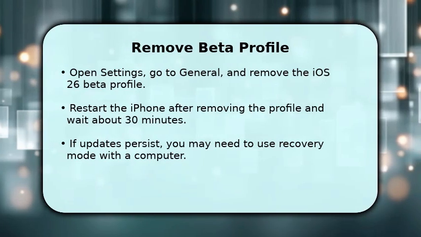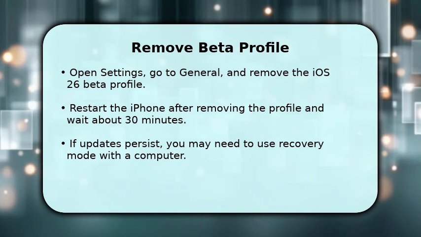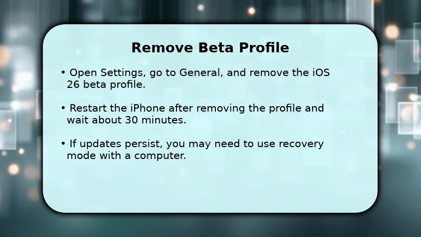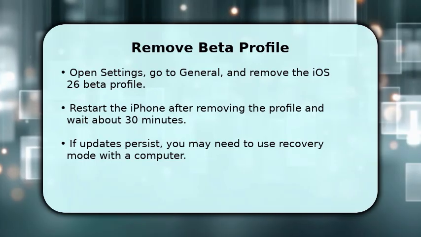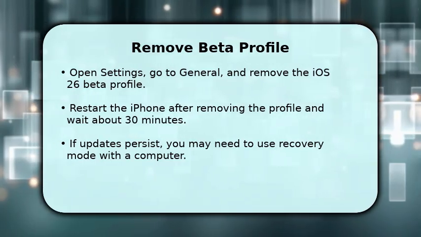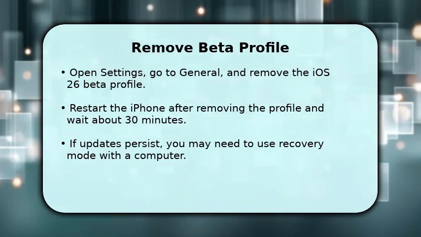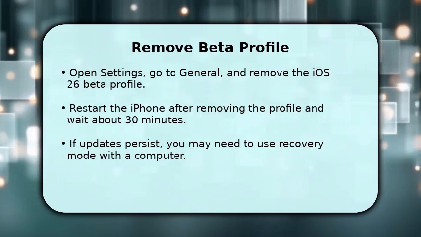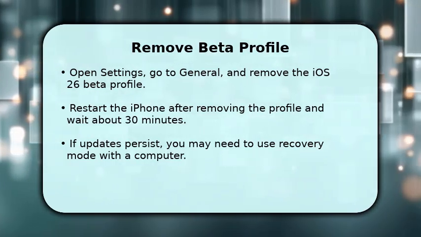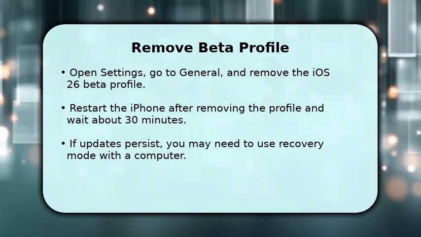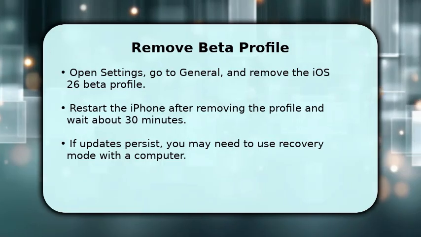To stop receiving iOS 26 beta updates, open Settings and navigate to General. Tap VPN and Device Management and remove the iOS 26 beta profile from your device. After removing the profile, restart the iPhone to apply changes and wait about 30 minutes for servers to sync.